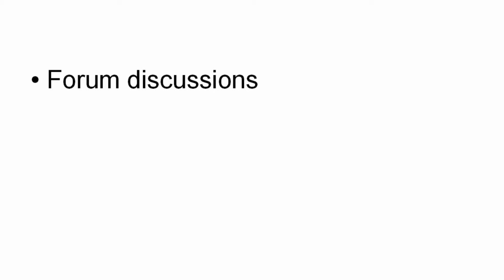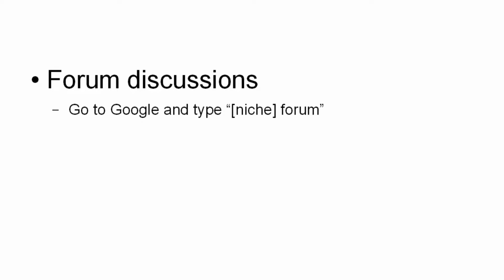Now, the first place to begin your deeper research is online. And there are several things that you'll want to do on the internet to carry out your research further. The first thing is to look at some forum discussions. What you do is you go to Google and you type in the name of your niche followed by forum. And that should bring up several forums in your niche. If there aren't any, that might be indicative of a problem and you might have to reconsider whether or not this is going to be a viable niche.